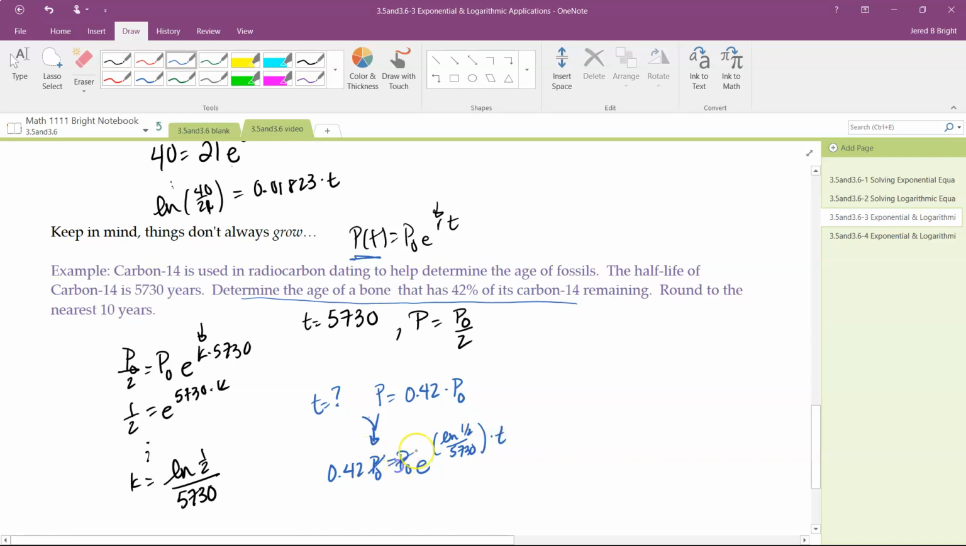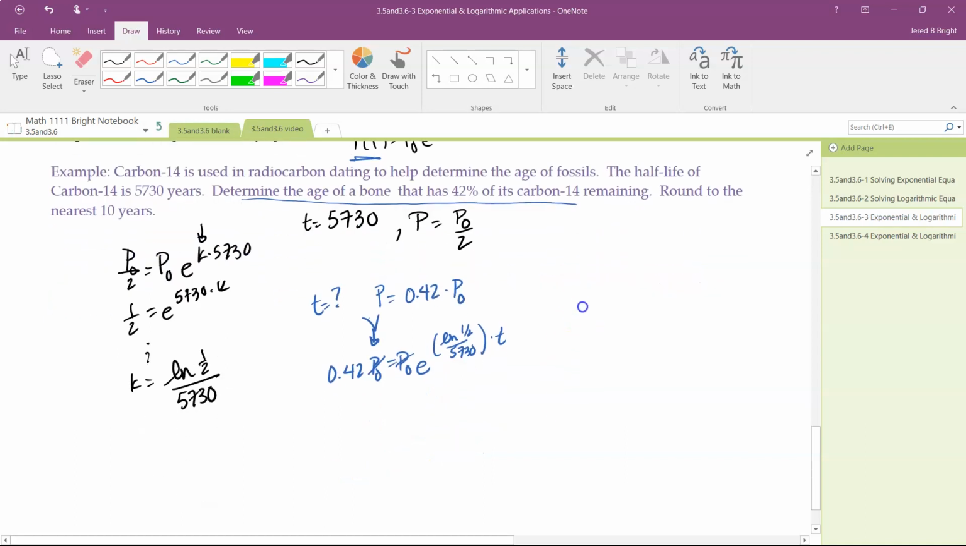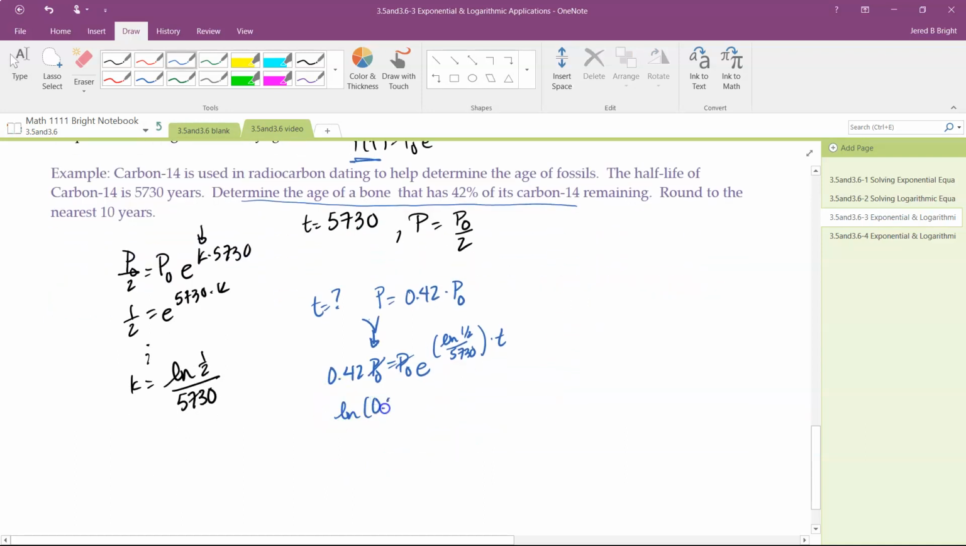Divide by P0 on both sides. Okay, that's fine. Natural log both sides. Natural log of 0.42 is equal to natural log of 1/2 over 5730 times t. Divide and solve. So t is going to be natural log of 0.42 over natural log of 1/2 divided by 5730. If you do this out, I get 7,170 years, rounding to the nearest 10 years. So approximately that old, and I would write a sentence to that effect.